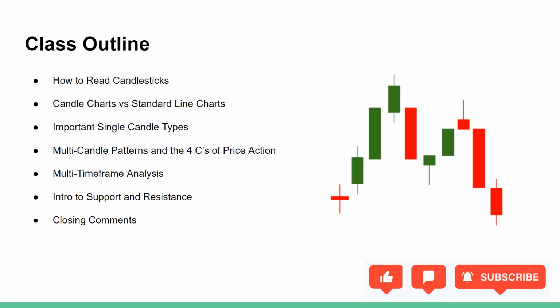So a quick overview of what we're going to be covering in today's course. First off, just simply how you read candlesticks. We're going to talk about why you use candle charts over traditional standard line charts. I'm going to talk about the important single candle types, and then we're going to talk about multi-candle patterns, what I call the 4 C's of price action. I'm then going to briefly cover multi-timeframe analysis, which is a topic that'll be in pretty much all of our lessons, and I'm going to give you an introduction to the idea of support and resistance. So with that, let's get started.